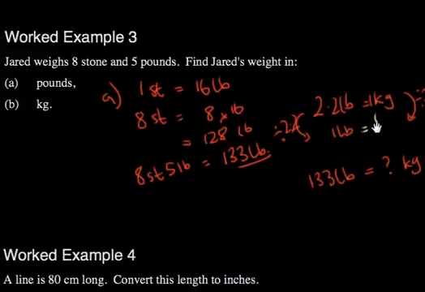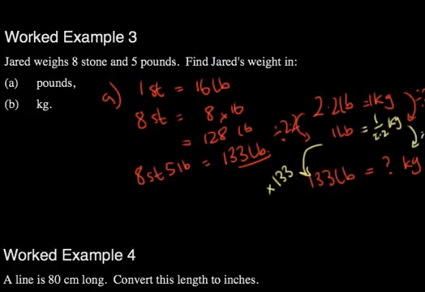And this will be then 1 divided by 2.2 kilograms. And then we would multiply this by 133. Then we multiply that also by 133 to find the total number of kilograms. And this is 60.45 recurring. And we usually do this to 3 significant figures, so it'd be 60.5 kilograms.